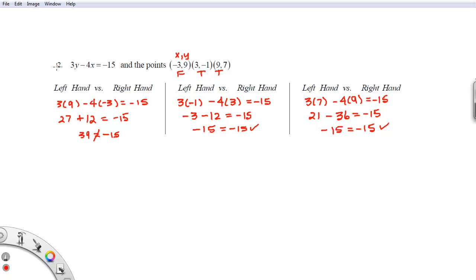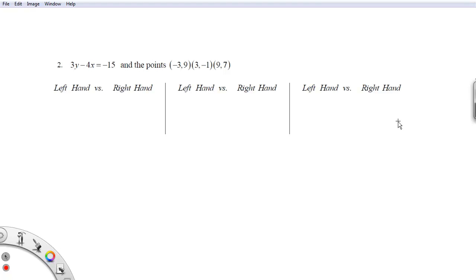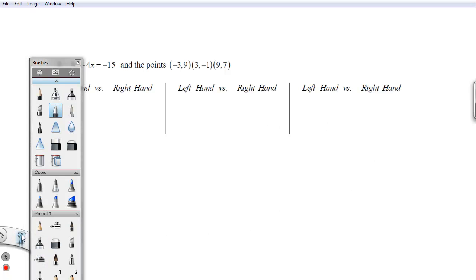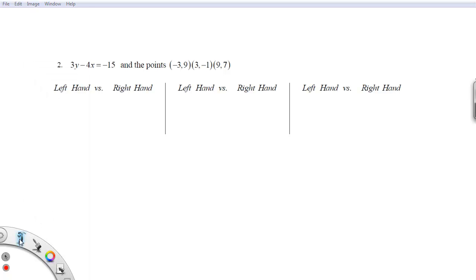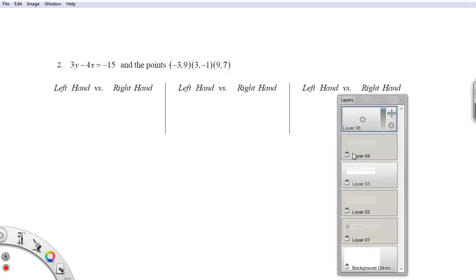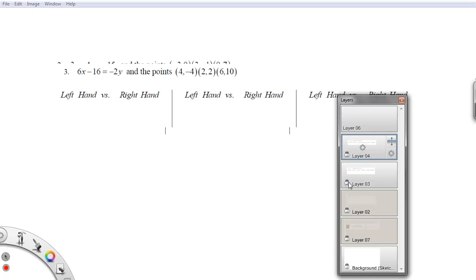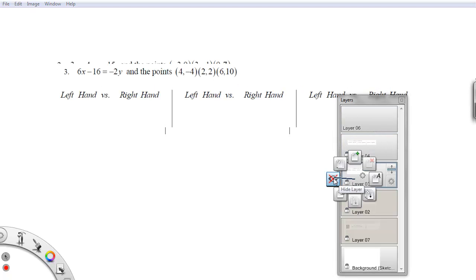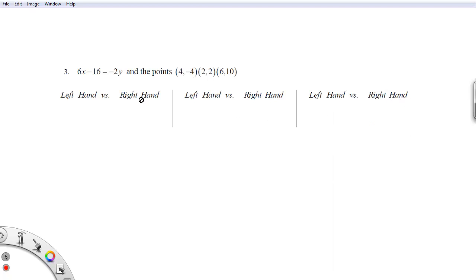Okay, let's move on to problem number 3. I'll clear out the work for problem number 2. Let's see here, let me bring up my different layers. Turn that on, turn number 2 off. So on this one we have 6x minus 16 equals a negative 2y.